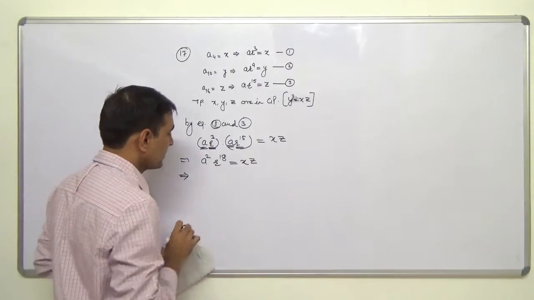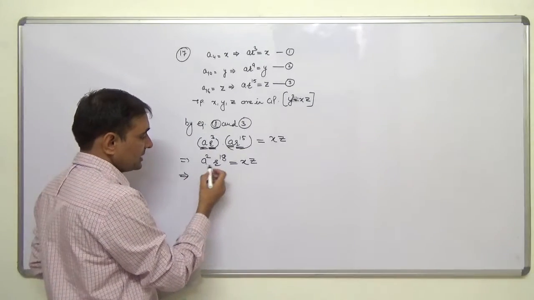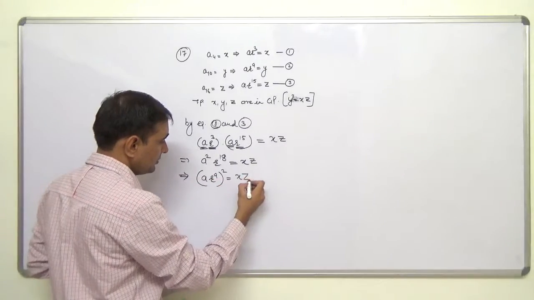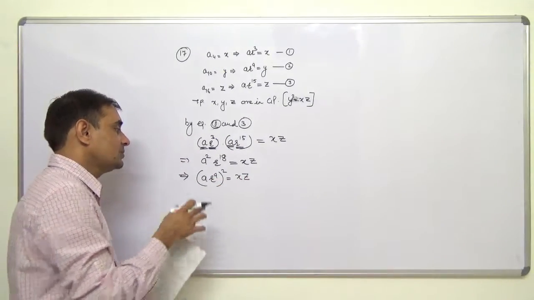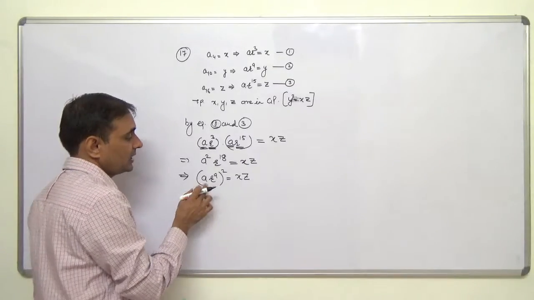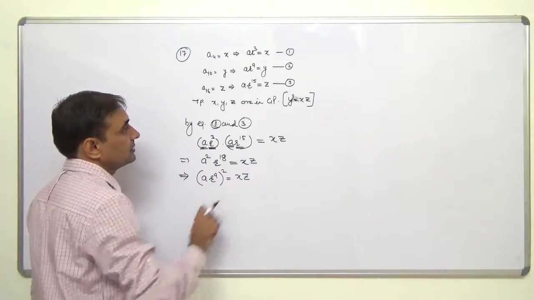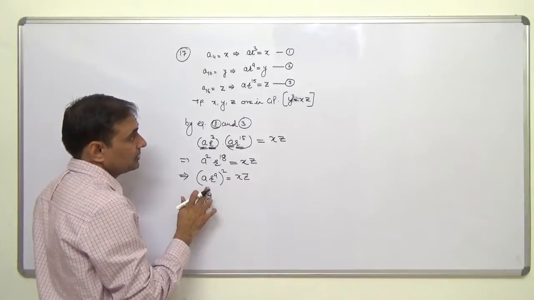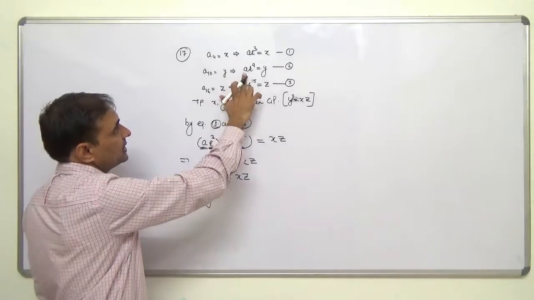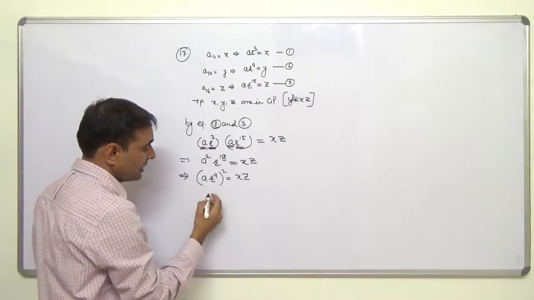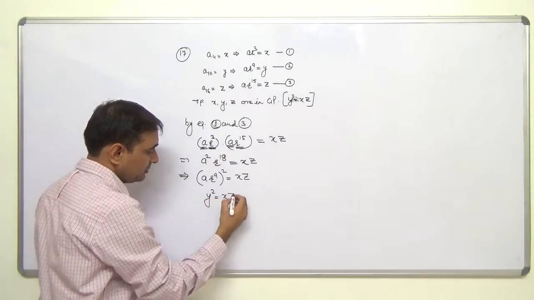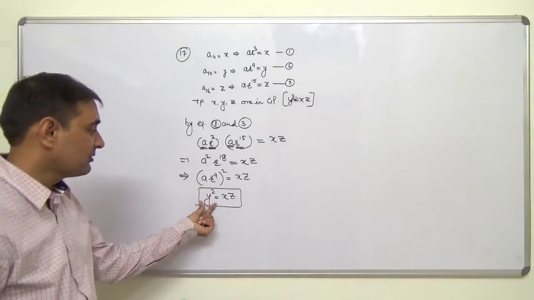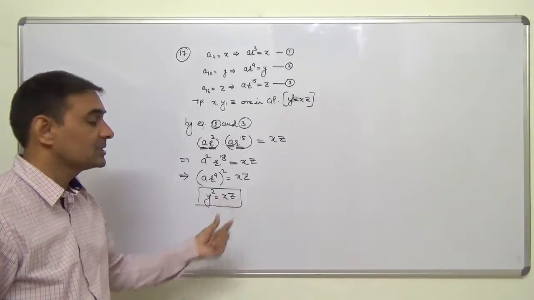This implies, now इसे हम लिख सकते हैं AR to the power 9 whole square is equal to xz. xz हमारा क्या है? Sorry, AR9. What is AR9? AR9 is y. So it will be y square is equal to xz. AR9 को हमने यहाँ पर y डाल दिया. So it will be y square that is equal to xz.